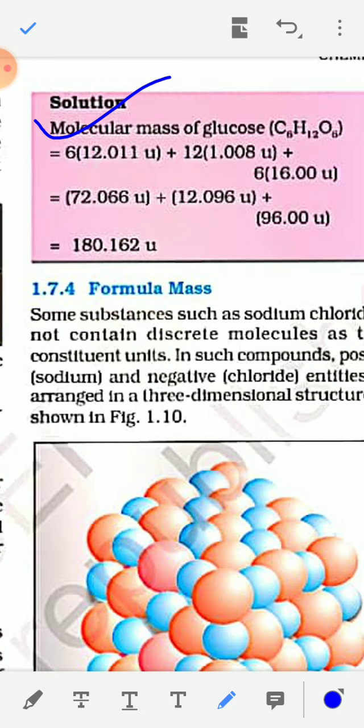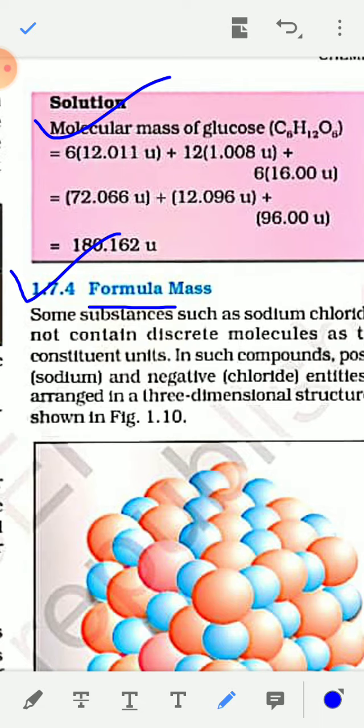Now, what is formula mass? Like molecular mass, for ionic compounds such as NaCl, KCl, calcium oxide, instead of molecular mass, the term formula mass is used. Both molecular mass and formula mass are the same. Formula mass means molecular mass, but this term is valid for ionic compounds such as NaCl. This is because a single molecule of ionic compounds does not exist.